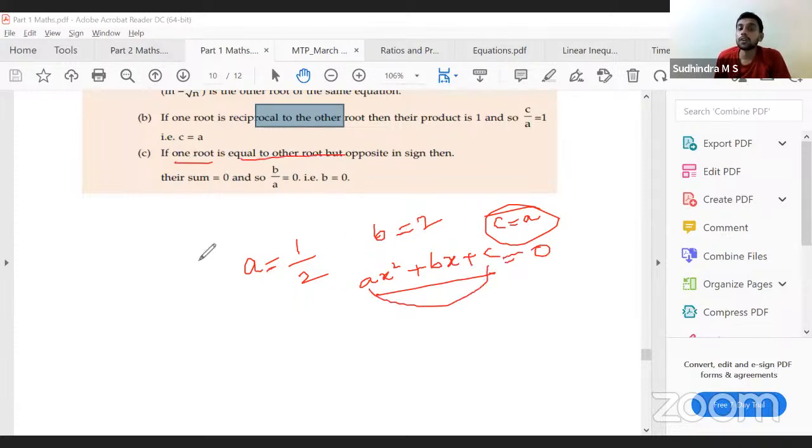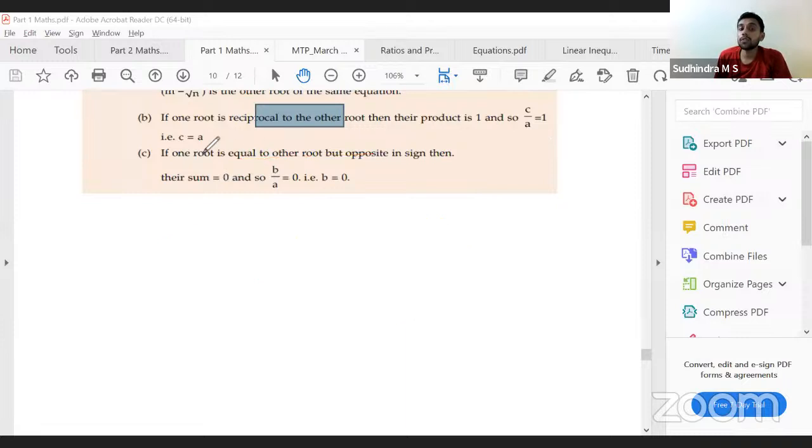Similarly, if one root is the negative of the other, if a and b are the two roots, if a is equal to minus b, in such cases, b by a will be equal to 0. Therefore, the value of b is equal to 0. So when can we say that both the roots would be equal in magnitude? When b is equal to 0. If b equals 0, then the roots are equal in magnitude.